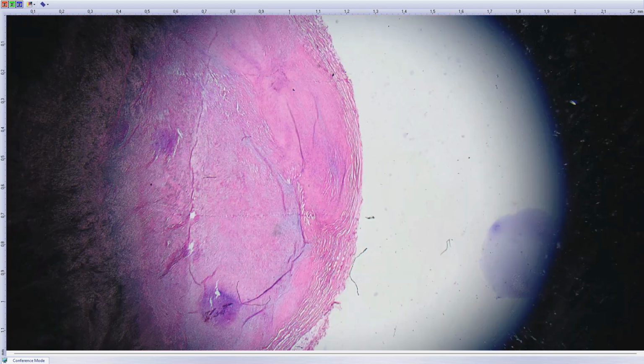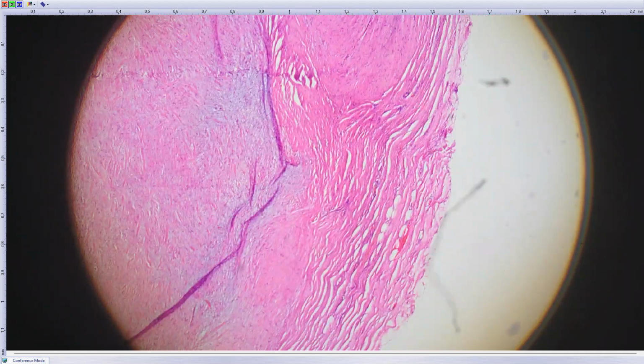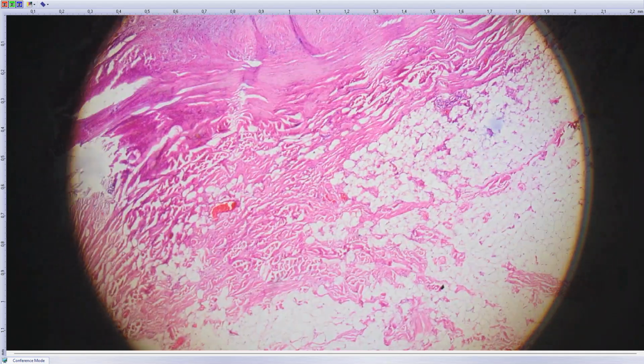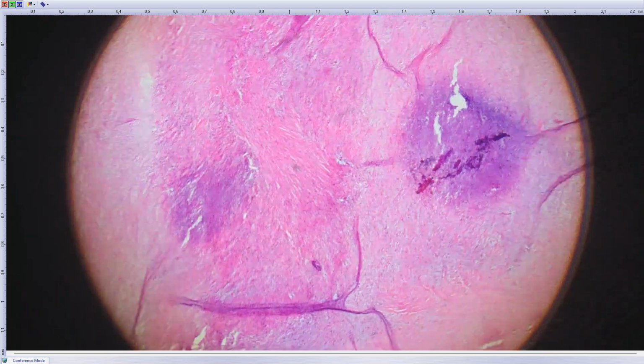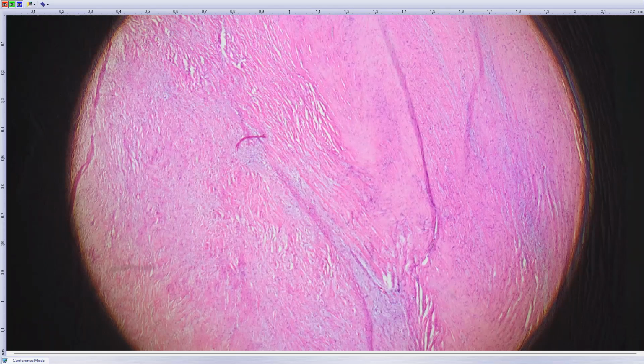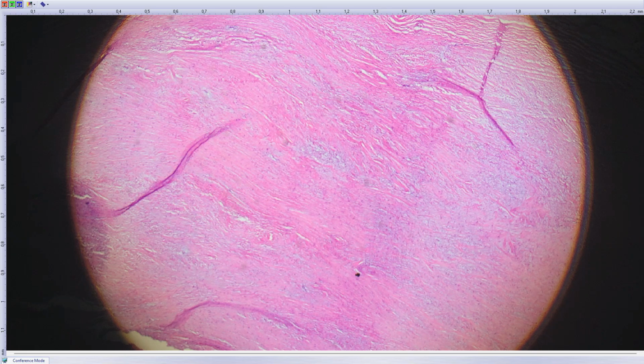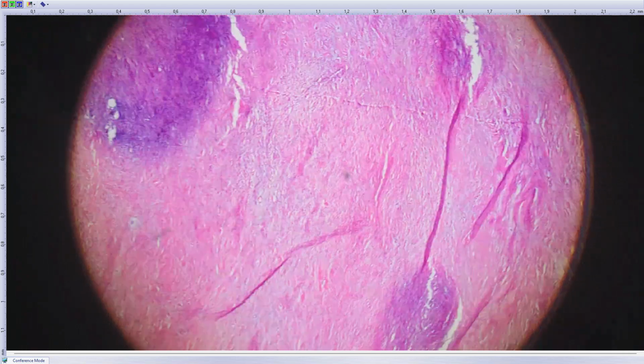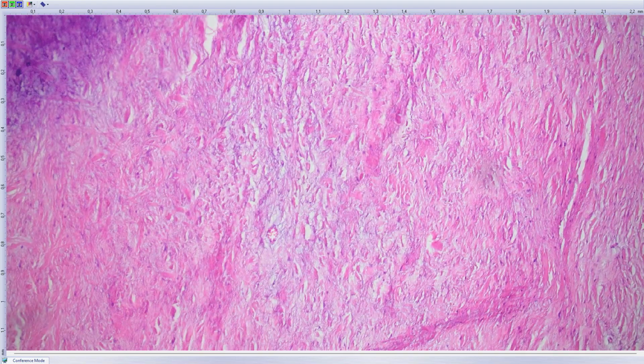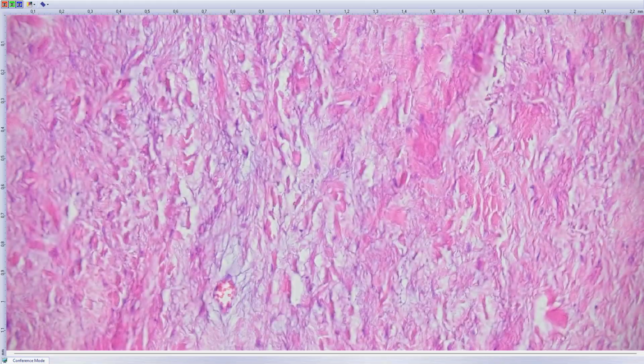Okay, the next case was a 25-year-old male with a tumor on his back. Sorry, it's not a good view at scanning magnification, so I'm going to higher power. Some fibroadipose tissue at the periphery, and in the center you have a quite well circumscribed but non-encapsulated tumor, again composed mostly of fibrous tissue and some very hypocellular proliferation of bland spindled cells.